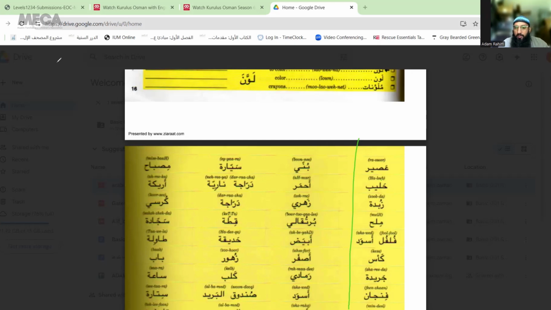The next word is zubdatun. Zai with a dhamma, ba with a sukun, dal with a fatha, and ta with the tanween. Zubdatun, which means butter, like the butter you put on your bread or anything like that. Butter.